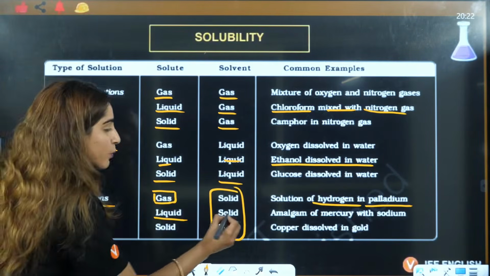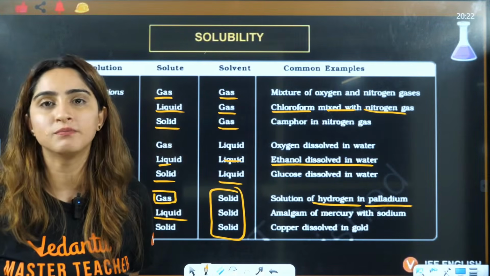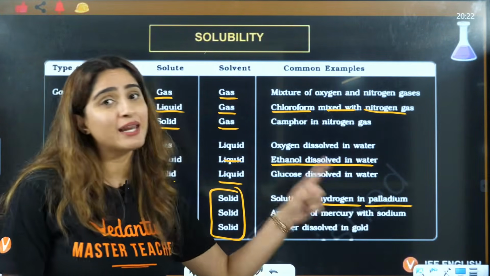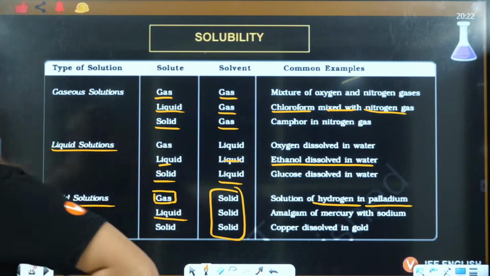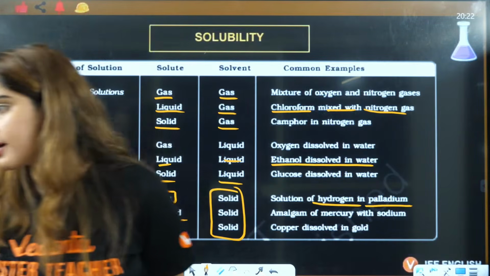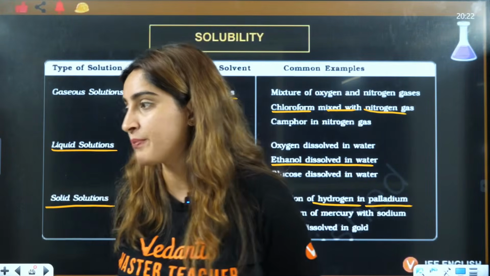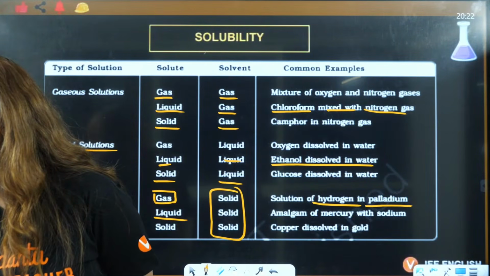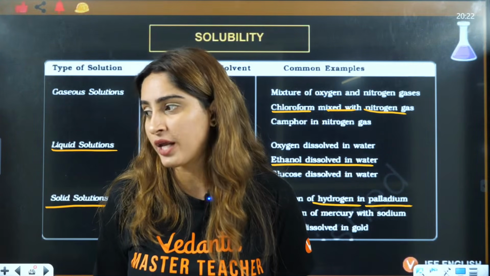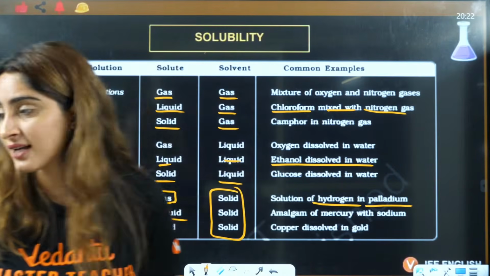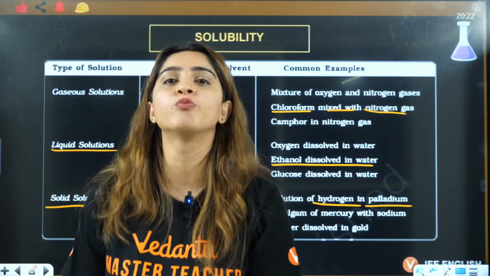Then you talk about liquid in solid, right? Liquid: amalgam of mercury with sodium. Now, tell me, beta, is mercury solid, liquid or gas at room temperature? Yes, very good. Mercury is a very beautiful liquid at room temperature, right?